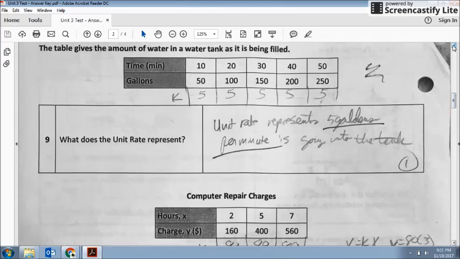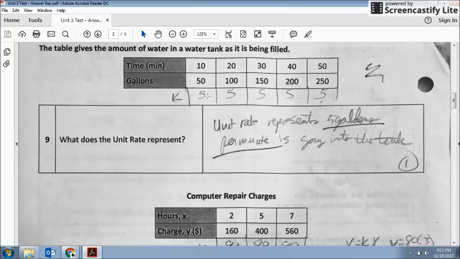All right, on the back of the first page, it says the table gives the amount of water in a water tank as it's being filled. So 10 minutes, 50 gallons, another 10 minutes go by, another 50 gallons, and so on. The question asks, what does the unit rate represent? The unit rate is going to be k if there is one. So we do y divided by x, 50 divided by 10, and we get 5. 100 divided by 20 is also 5, and so forth all the way down. So we do get that k is 5.